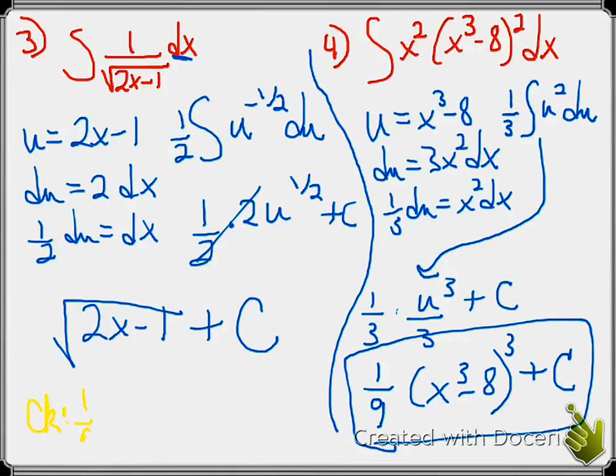One ninth times 3 x cubed minus 8 will now be to the second power. Now I need to multiply by the derivative of the inside, which will be 3x squared. And you'll see when you simplify, 3 times 1/9 will be 1/3, then 1/3 of 3 will be 1, and I'm left with x squared times x cubed minus 8 to the second power, which is what we started with.